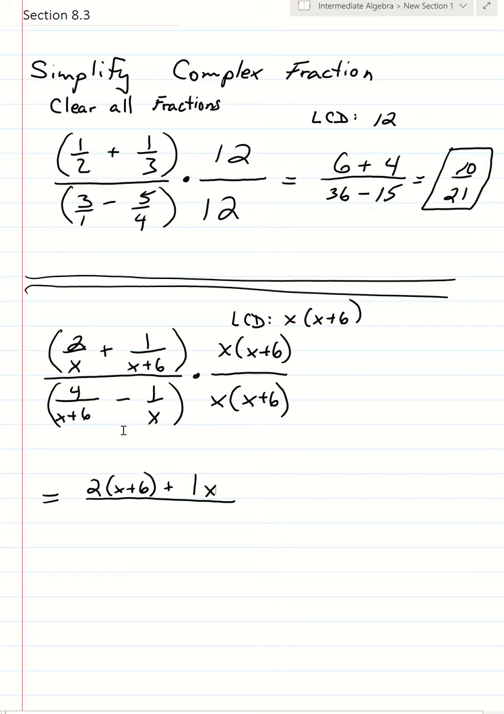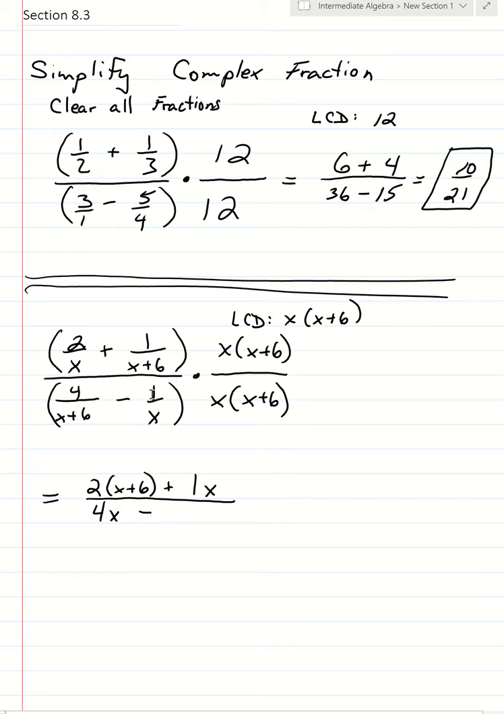But now I have to do the same thing with this denominator. I have to multiply each of these fractions with the lowest common denominator. And let's do this carefully. If I multiply the first fraction, 4 over x plus 6, with the lowest common denominator, the x plus 6 that's in the numerator and the x plus 6 that's in the denominator will simplify out, and what remains is the number 4 and the x. Then there's a minus sign.